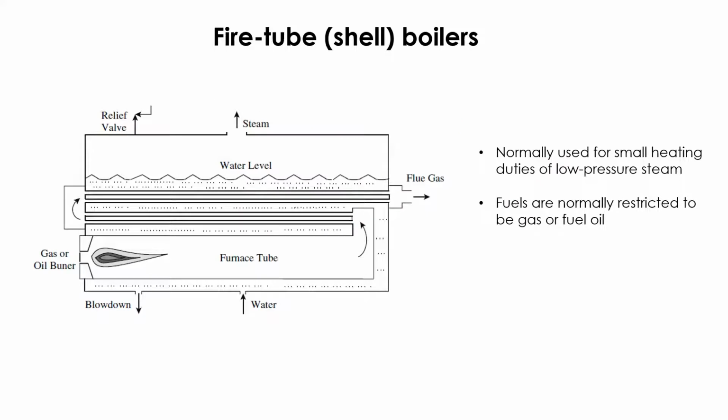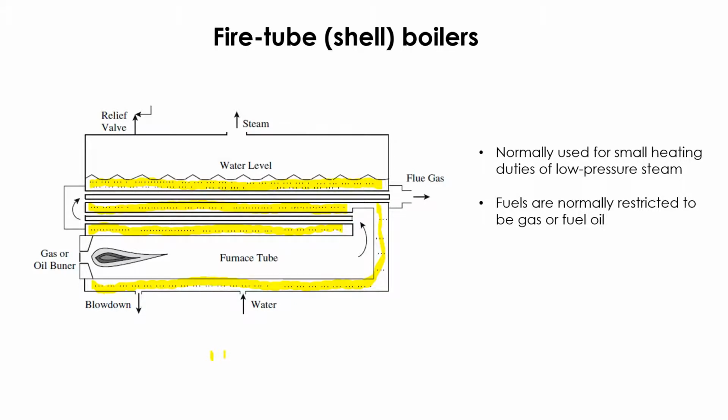This figure illustrates a type of boiler called a fire tube or shell boiler. It consists of a large cylinder. The cylinder houses a pool of boiling water. If I make an illustration here, these are the boiling water. So anything on the shell side is the boiling water, up to this point.